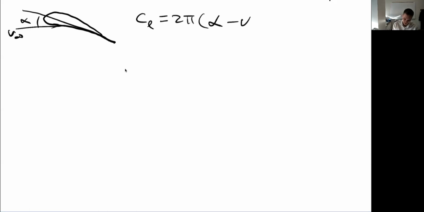No, that's fine. I'll just draw like that. Here's the chord line. Here's v infinity. Here's my angle of attack. We already found from thin airfoil theory that my lift coefficient is 2 pi times alpha minus alpha 0.